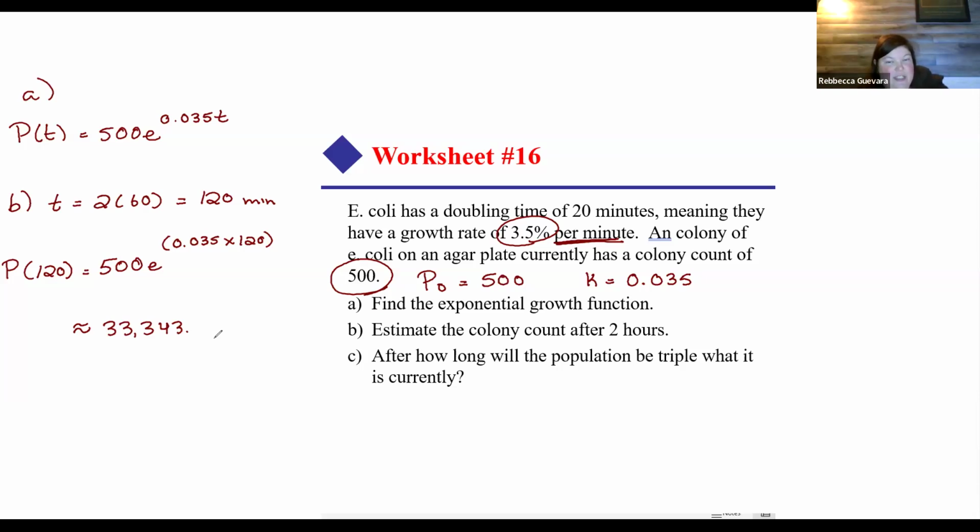So for us, we might just say this because we're not counting in millions or anything. If you wanted to, because we got a point, we'll just round this up. So just to be safe, to make sure we don't have a partial bacteria here, it's going to be 33,344 colony count.